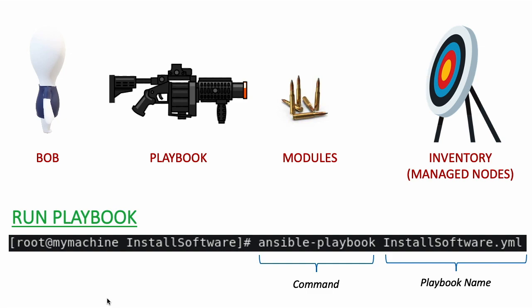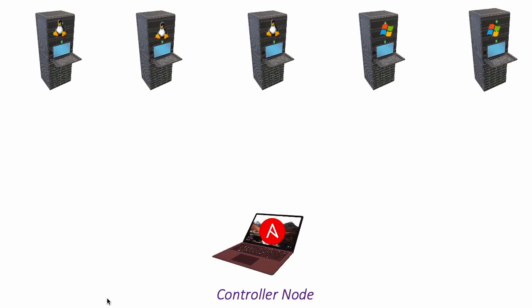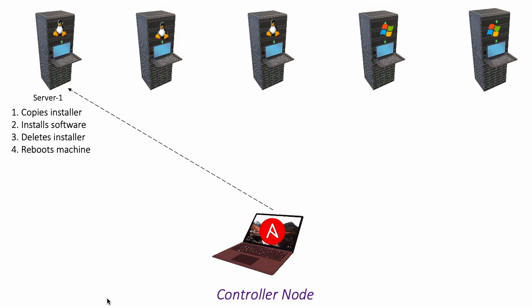That's it. And once he does that, Ansible's controller node will do its magic. It will establish connection with the first server and do all the following tasks. It will copy the installer, it will install the software, delete the installer, and then reboot the machine. And once it has been done with server 1, it will do the same to rest of the servers.